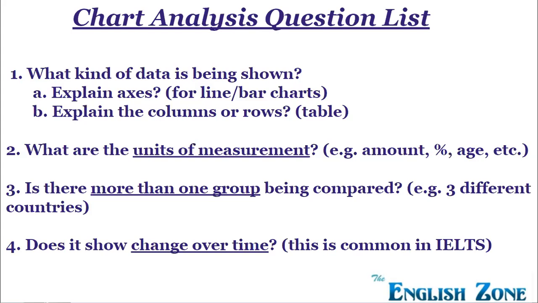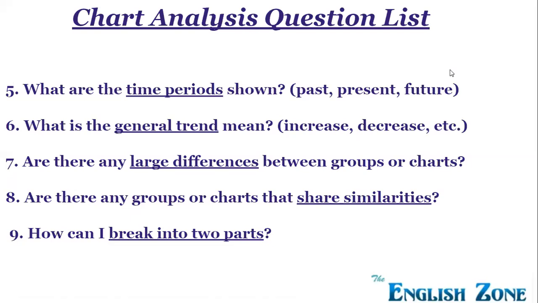for comparison? And the fourth question is, does it show change over time? As it's quite common in IELTS, you need to find out how many changes, how many variations are being shown. And the fifth question is, what are the time periods shown? The timing which is given to you, either in the past, present or the future. Answering this question is important. It will surely help you in your grammatical portion.